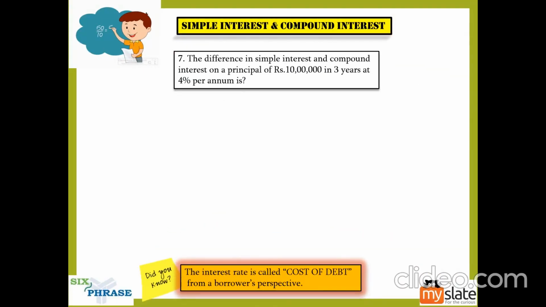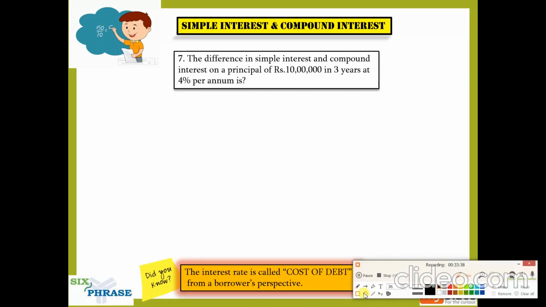The difference in simple interest and compound interest on a principal of 10 lakh in 3 years at 4 percentage per annum is, guys, they say, look at the important indicators. They want you to find the difference between simple interest and compound interest. It doesn't say compounded half yearly, so we presume it is compounded annually.